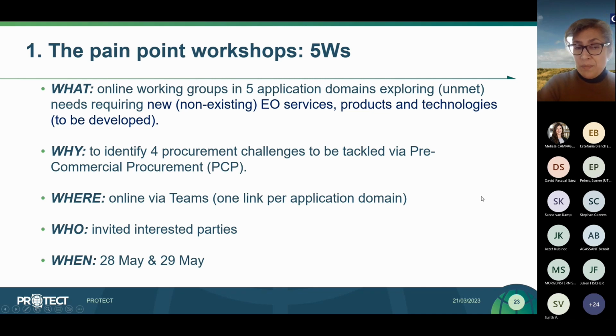So who is going to participate? Who are the invited parties? Those who have expressed interest, both via the EU survey or the open call. And it's open for those who really want to join and let us know what the needs are, and that you're interested in being part of this project and prepare the pre-commercial procurement. These workshops are going to take place on the 28th of May and the 29th of May. So we have on the 28th of May 3 application domains. We will see which are these. And on the 29th of May, we will have 2 other working groups that will be exploring the common needs. Next slide, please.